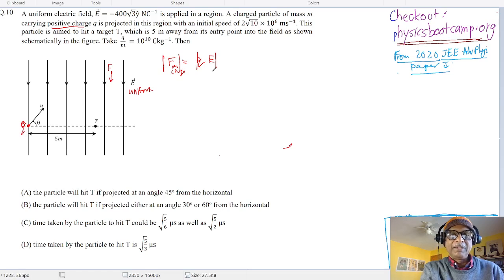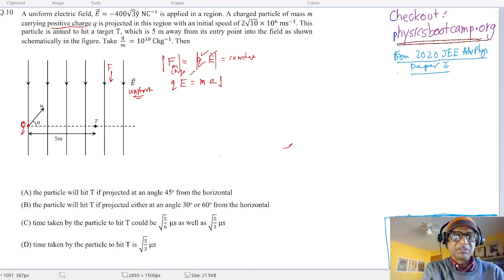And because the field is uniform, this is a constant force. So it's kind of like an mg kind of force. If you look at the acceleration, QE is force, and that equals mass times the acceleration. The acceleration will be pointed down because this force is pointed down. Mass is positive, so the acceleration of the particle will be pointed down.